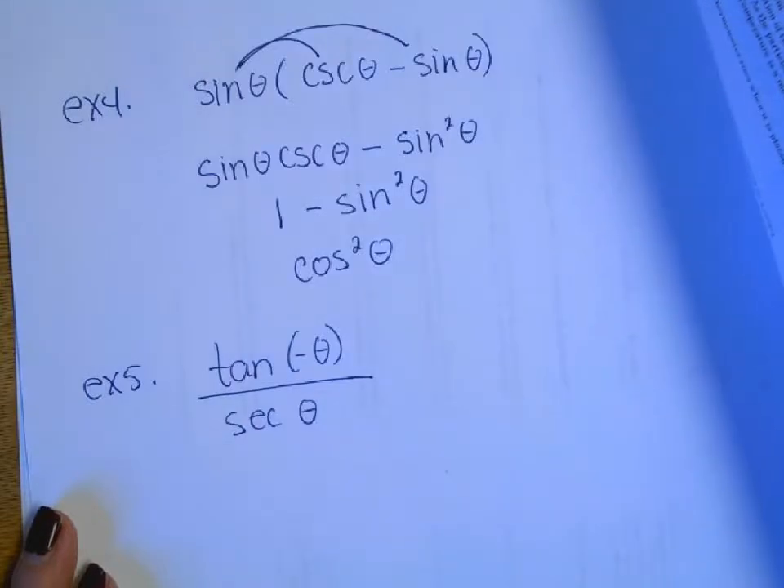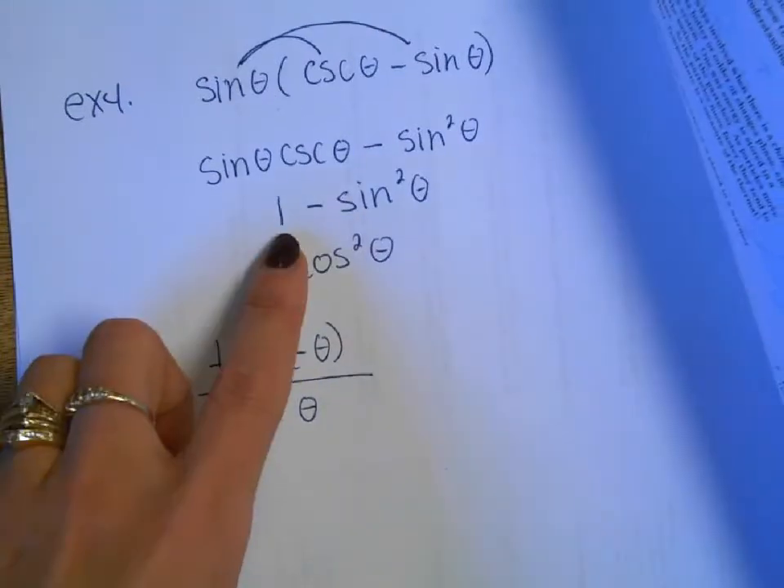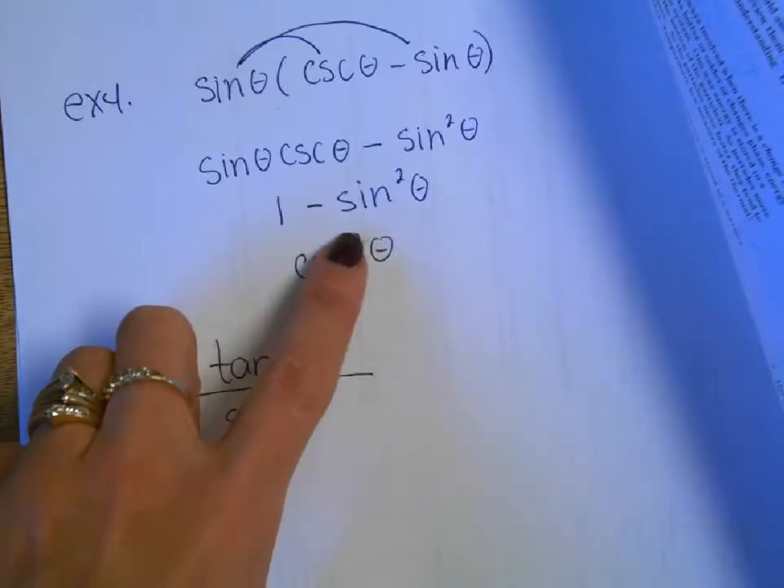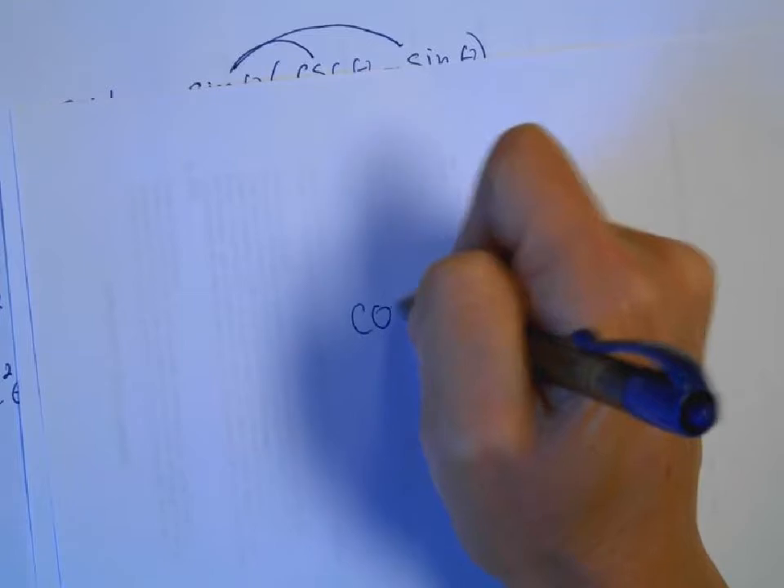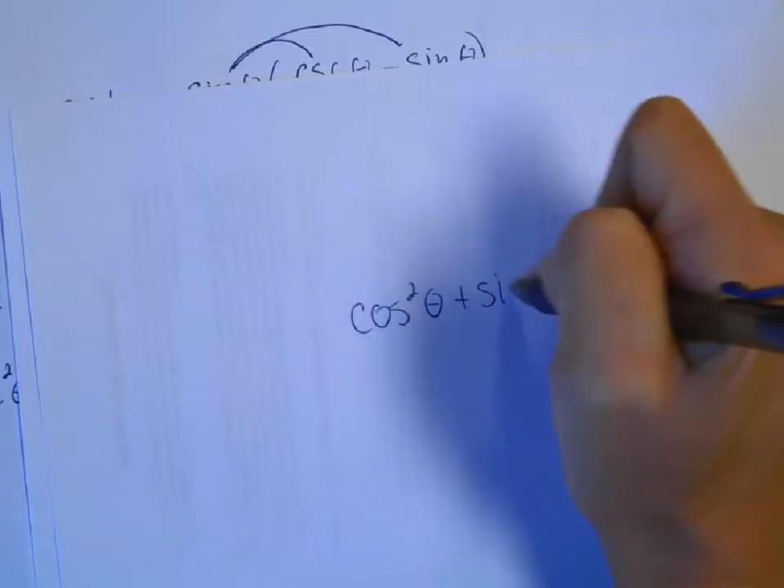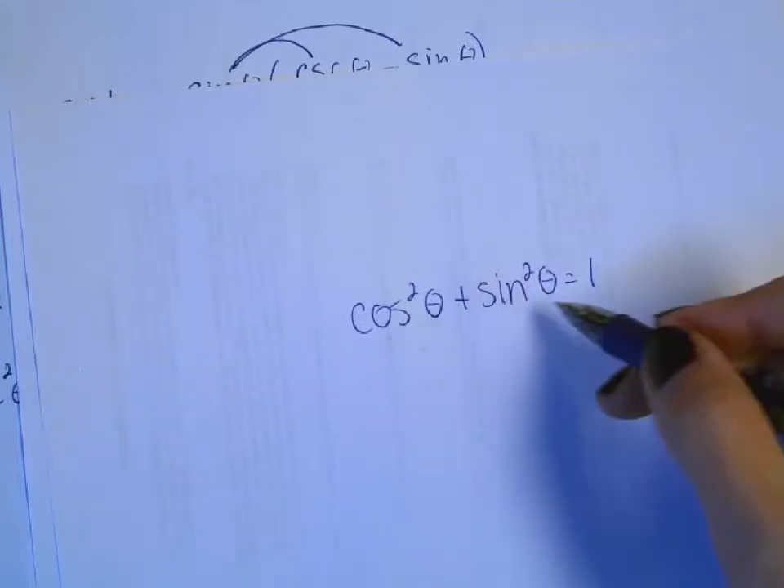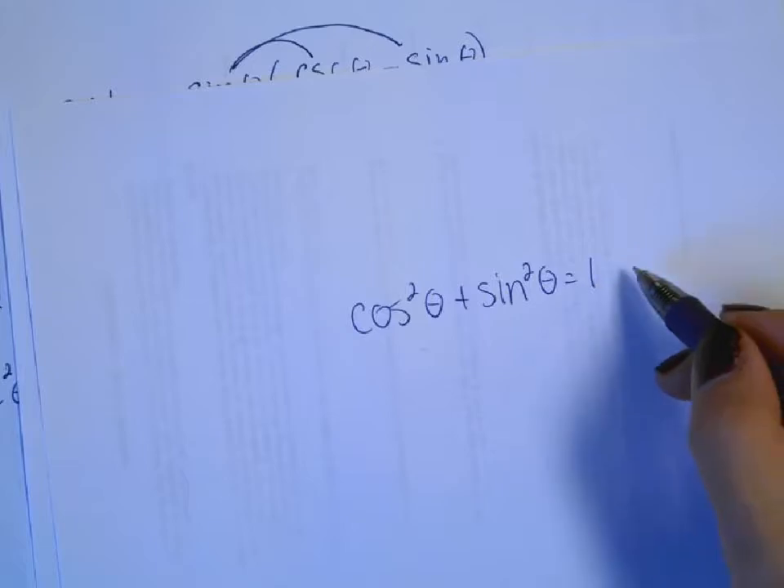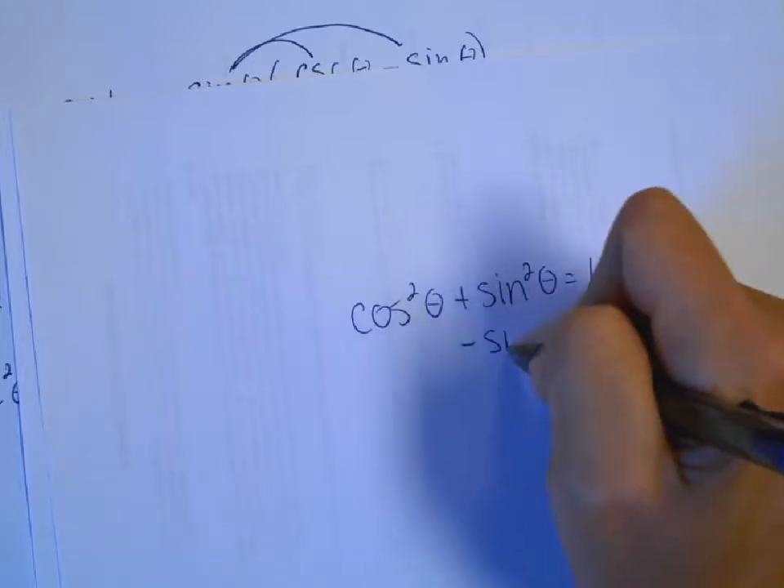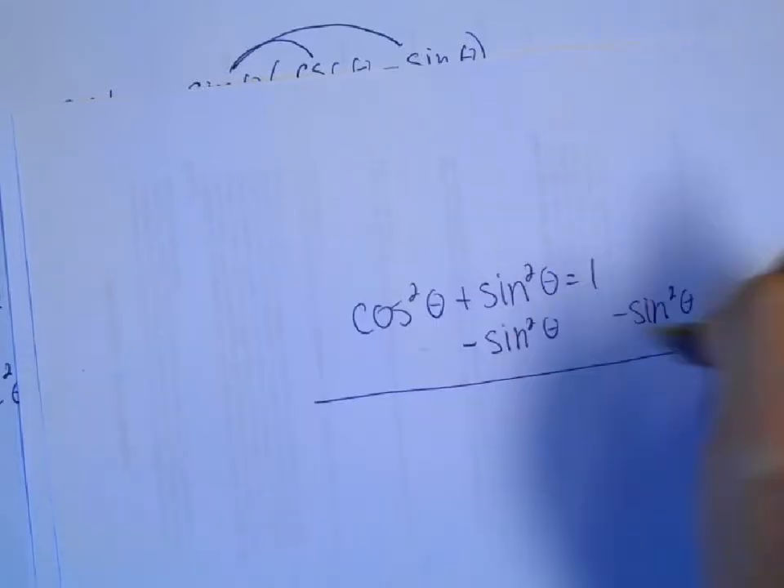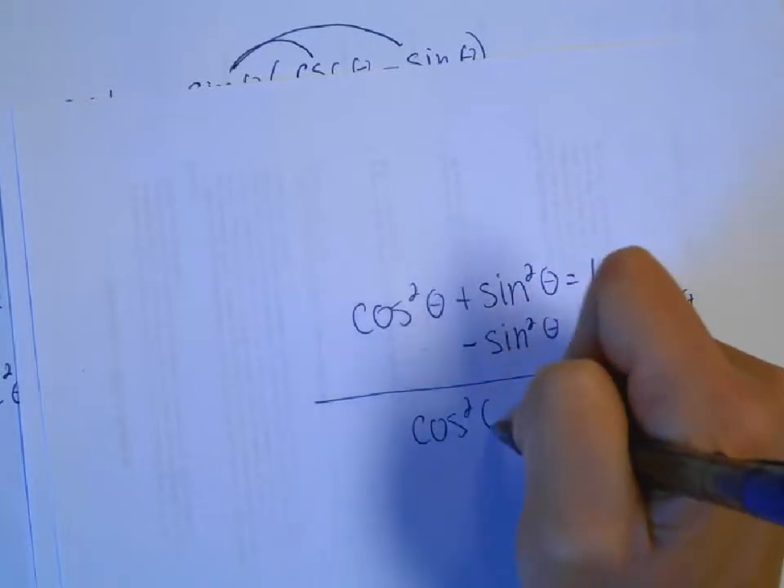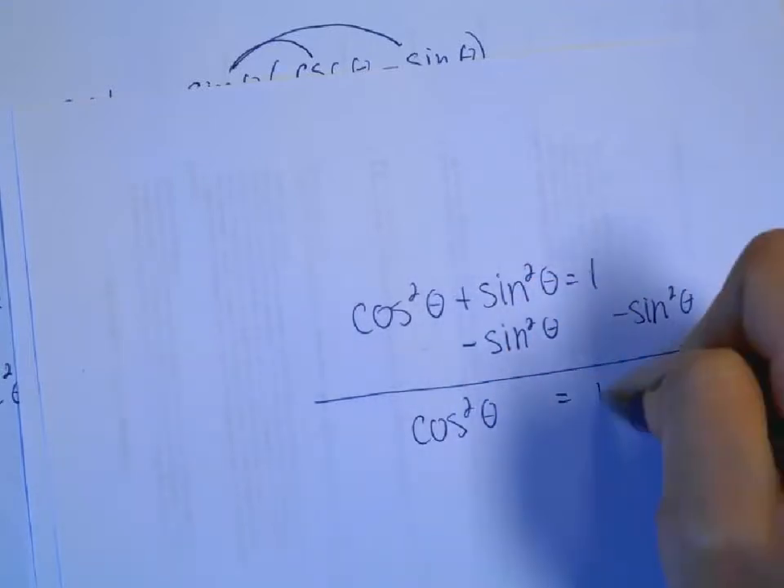Does the negative not matter? Or the subtraction? Yes, it matters. Did you watch me when I rewrote that one over here? If I start with cosine squared plus sine squared equals 1, I want to arrange this so that I have 1 minus sine squared. I can do that very easily if I just subtract sine squared from both sides of this. Over here I'll have cosine squared equals 1 minus sine squared.